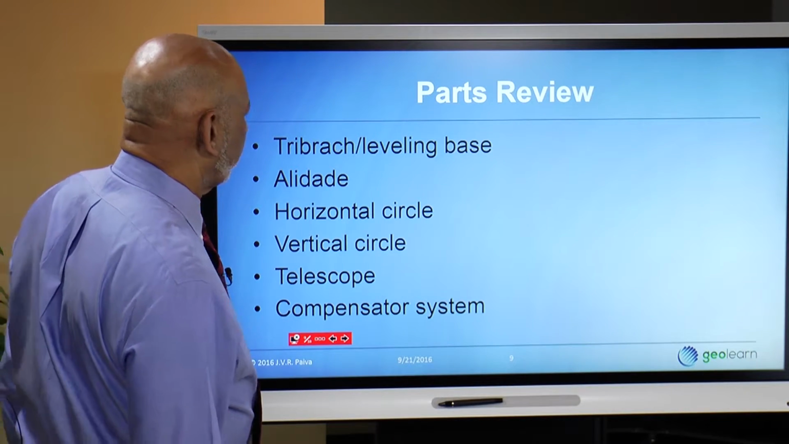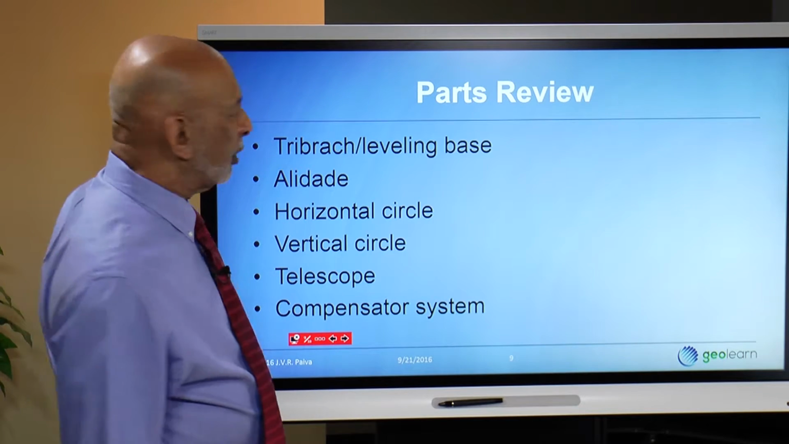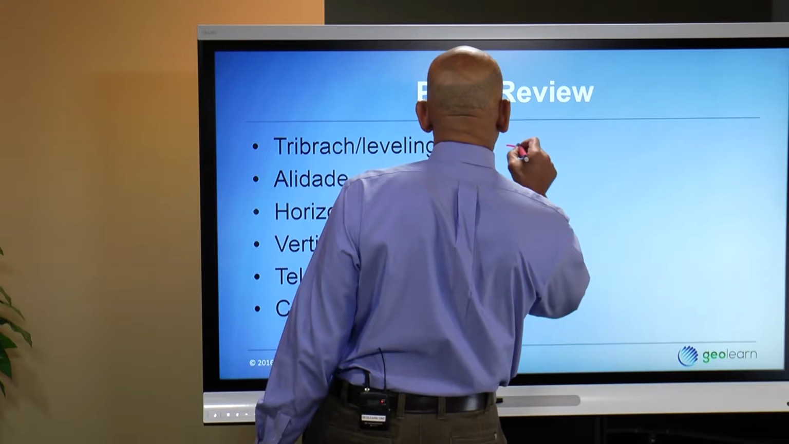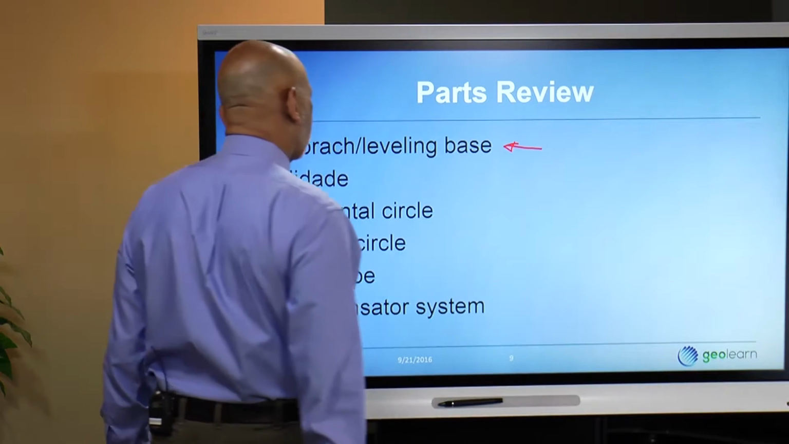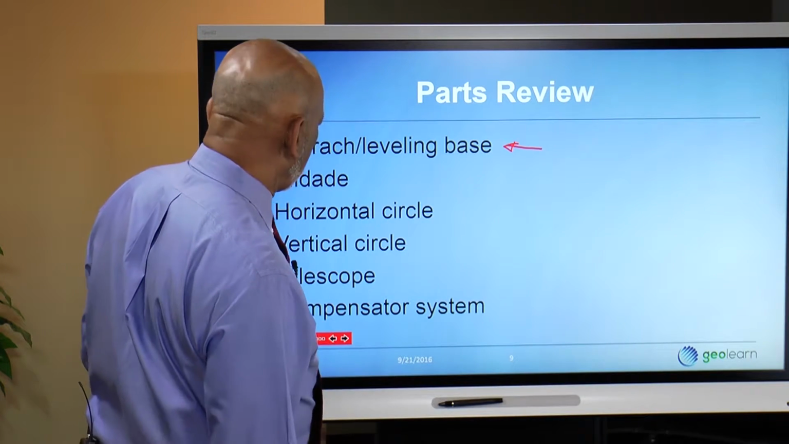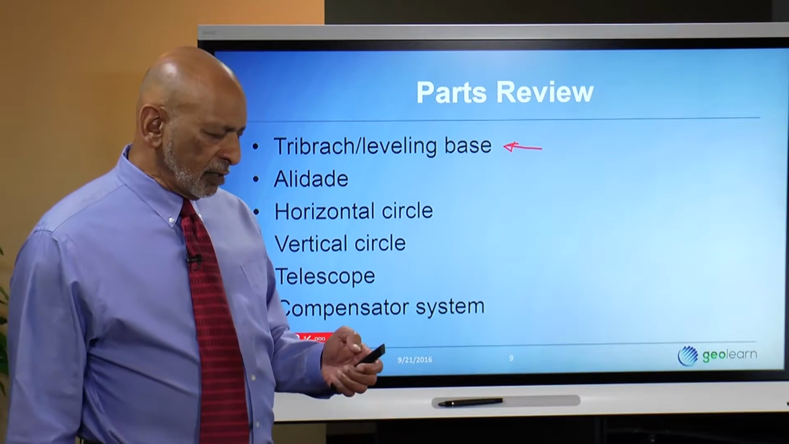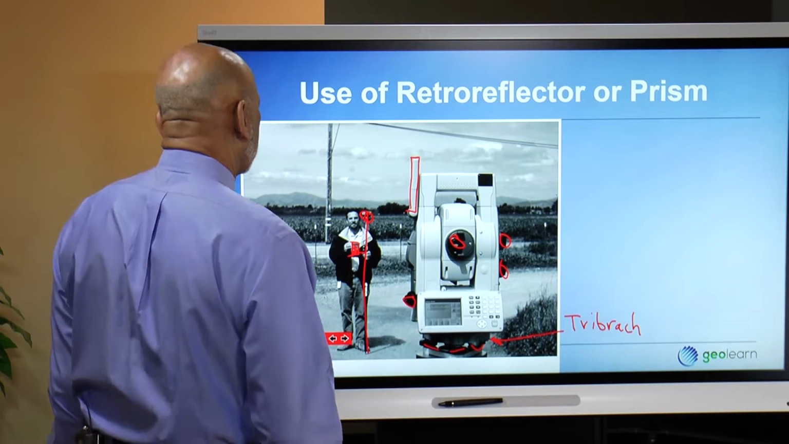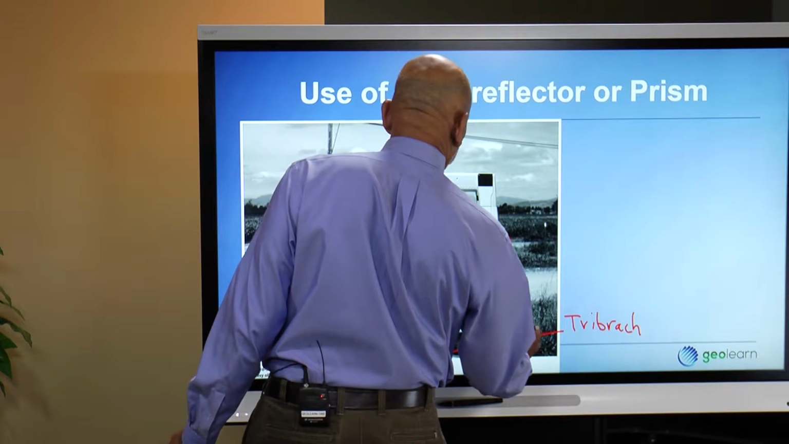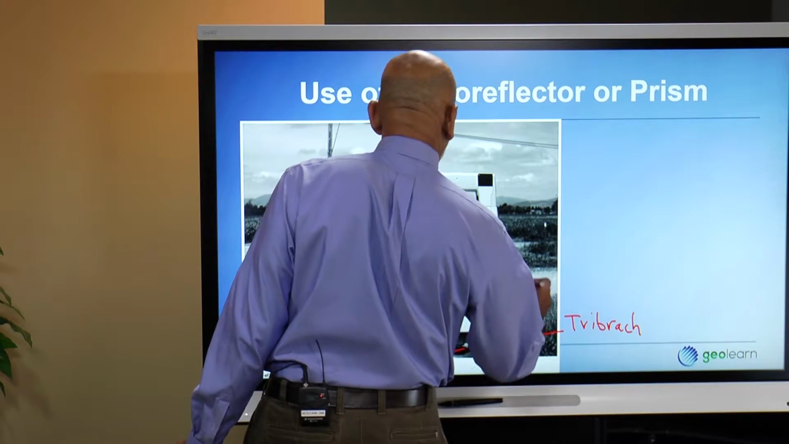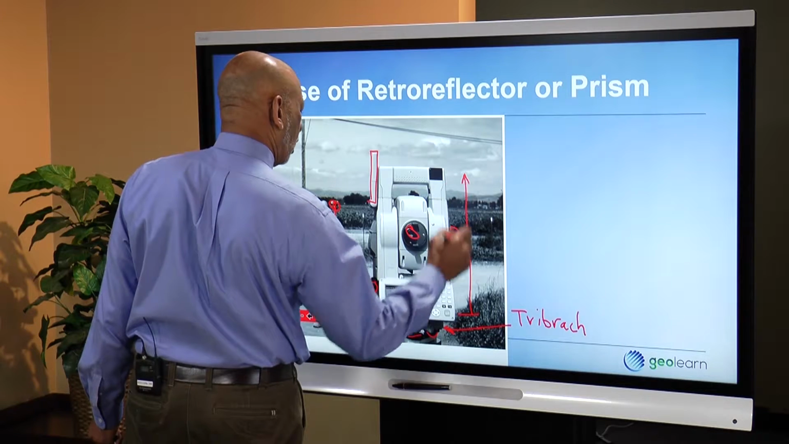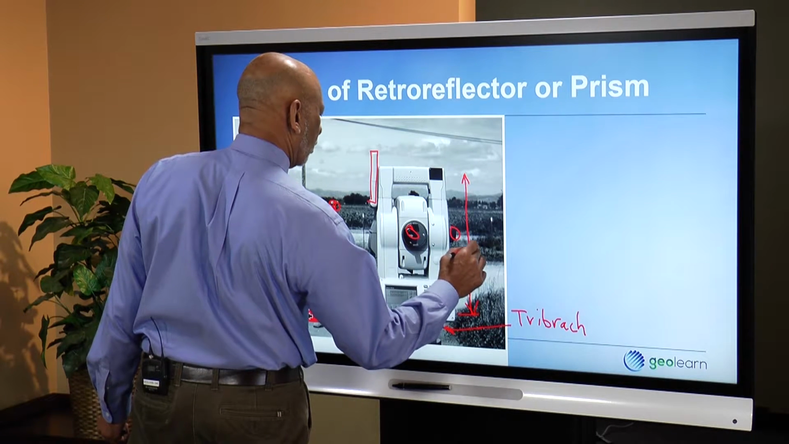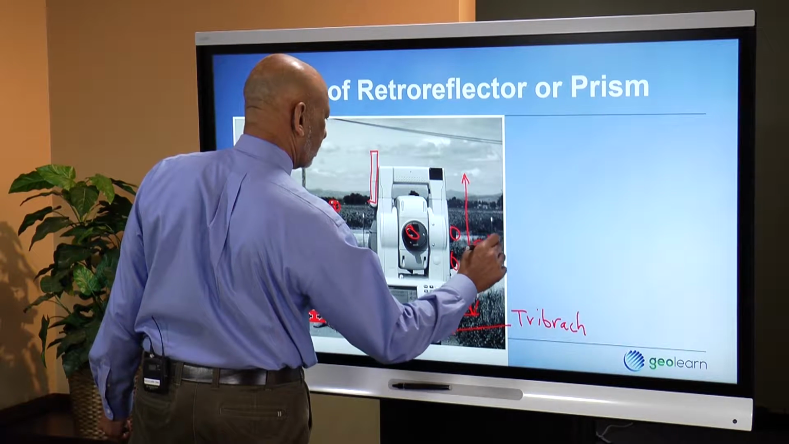So just to review some of the things we've talked about, there's the tribrach or the leveling base that you should be aware of now. That is a critical part of the instrument. Then there's the alidade, and it turns out the alidade, if you go back through these instruments, is pretty much everything above the horizontal circle. So this is all the alidade. This is the part that rotates around the vertical axis.